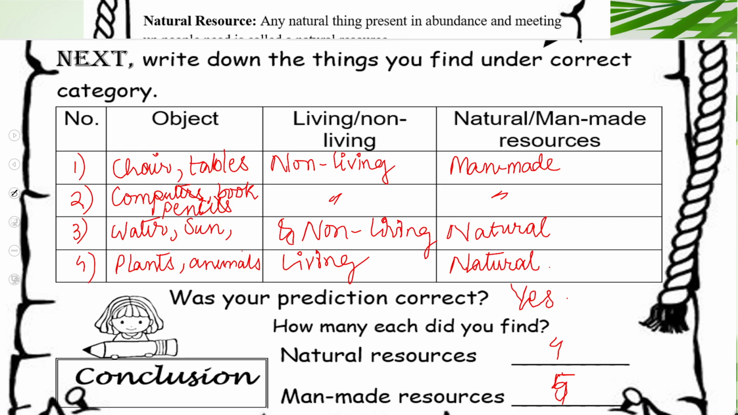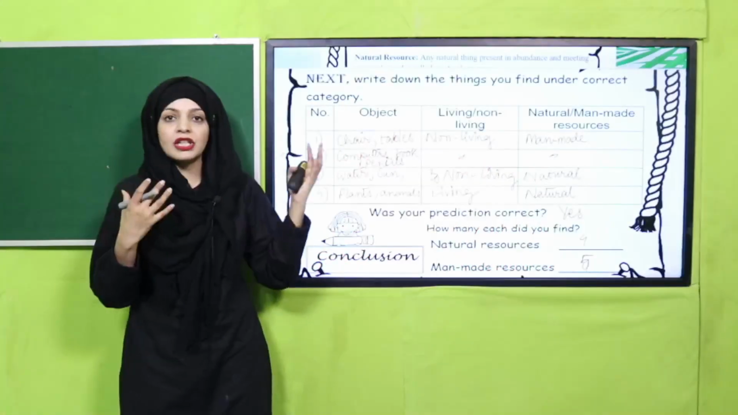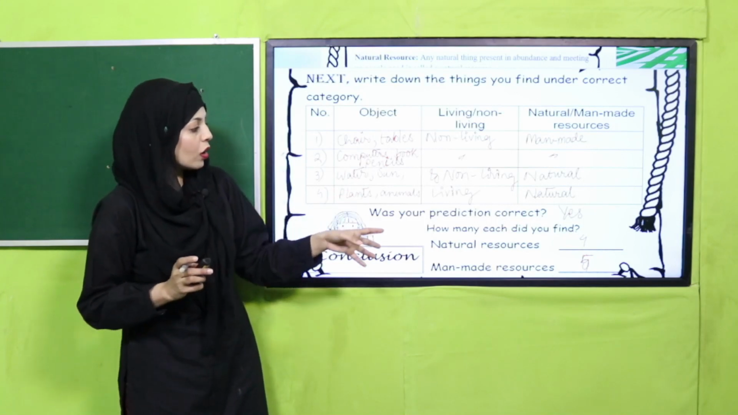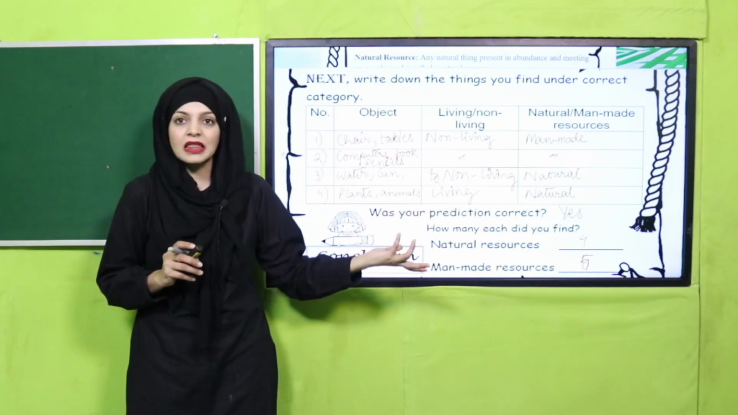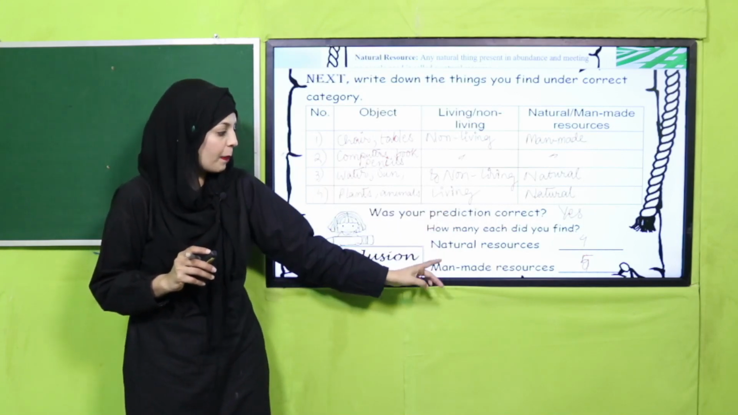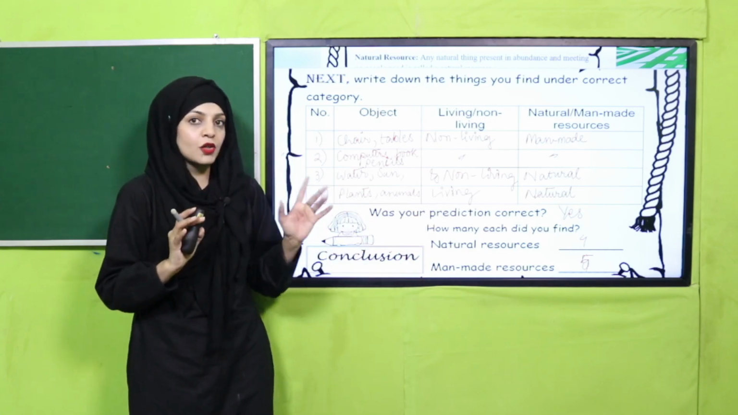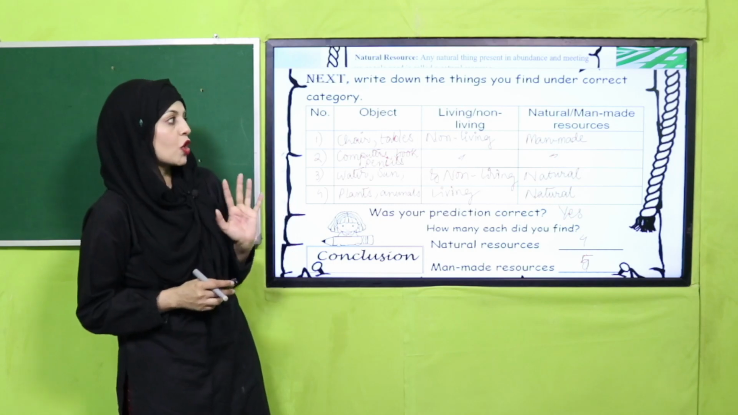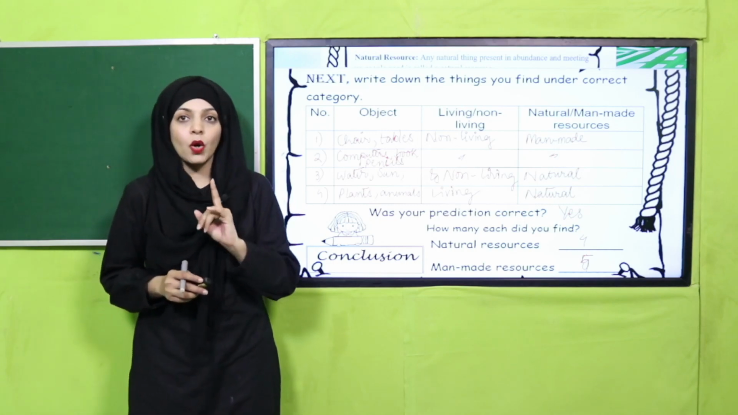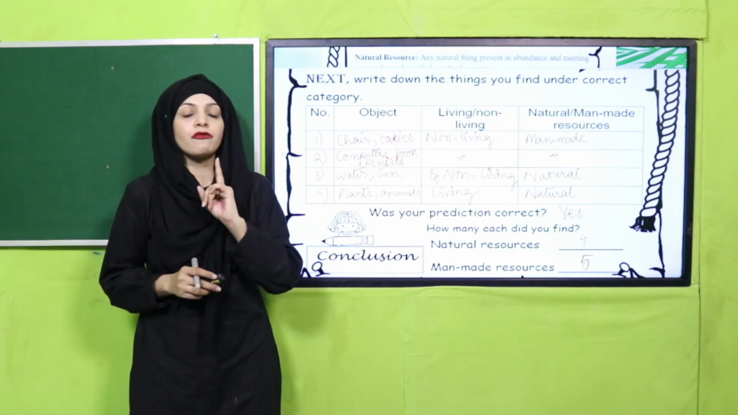You will also write the conclusion कि आपकी prediction ठीक थी या गलत थी. Then you will also write कि आपको natural resources कितने मिले total में, आप वहाँ पर लिखेंगे end पर, और man-made कितने मिले वो भी आपने, you also have to write their total. Okay, this is how you will finish the worksheet. This will be really fun. Okay, follow the timeline and follow the rules.